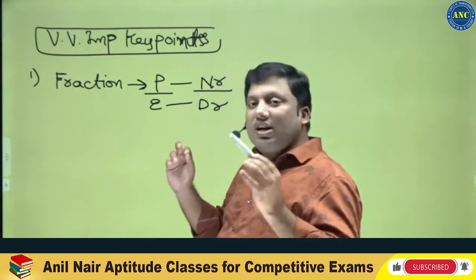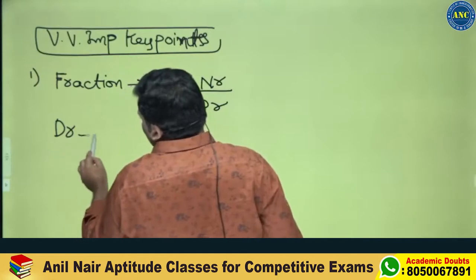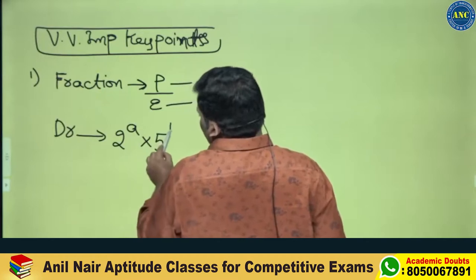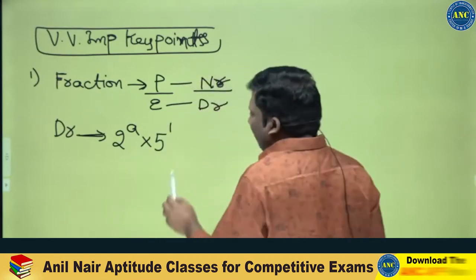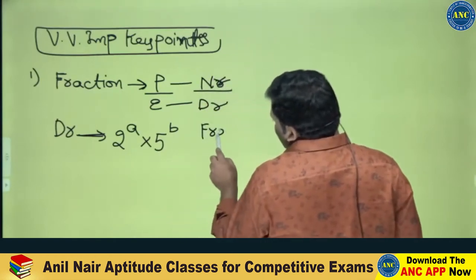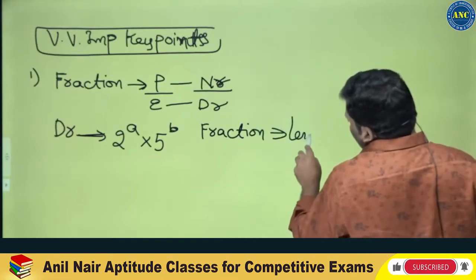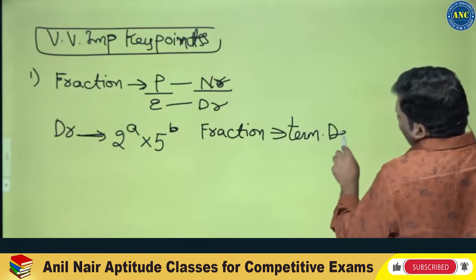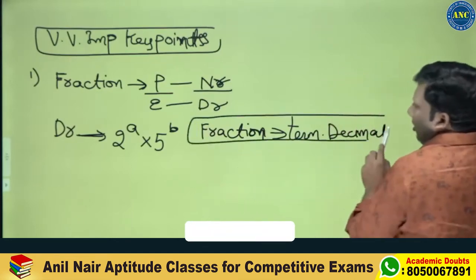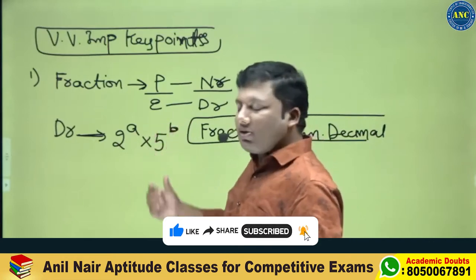When will a fraction result in a terminating decimal? Whenever the denominator takes only a power of 2, or only a power of 5, or both powers of 2 and 5, then the fraction will result in a terminating decimal. A fraction will always result in a terminating decimal only when the denominator takes only a power of 2 or only a power of 5 or powers of 2 and 5.